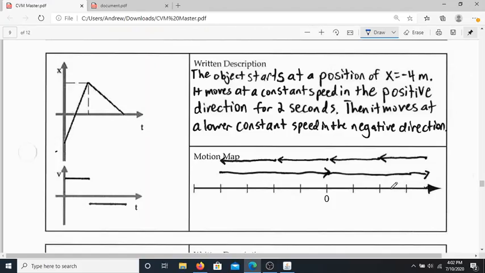All right. Now, there's one catch with this graph. And actually, I messed this up. I'm going to scribble this out for a reason. That's the written description we talked about. That's the velocity time graph.